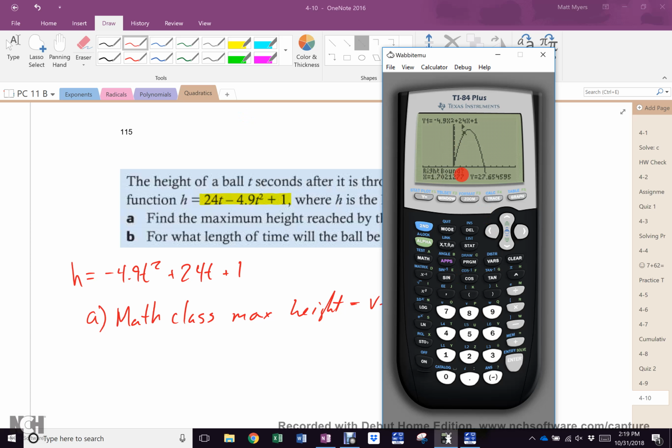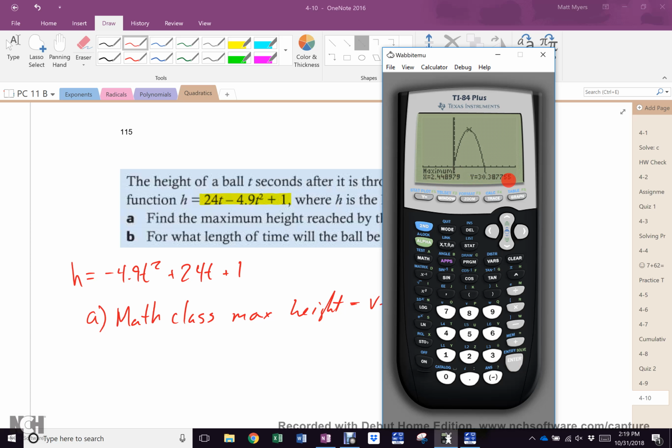Enter. Right boundary. Slide over till I'm right of the vertex. How do I know when I'm right of the vertex? When I'm going down the other side here. And I hit enter. Guess. Are we ready for it to guess? Maximum 2.44 and y value 30.38.